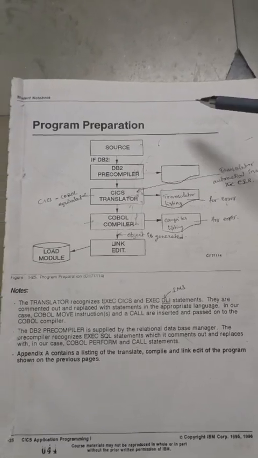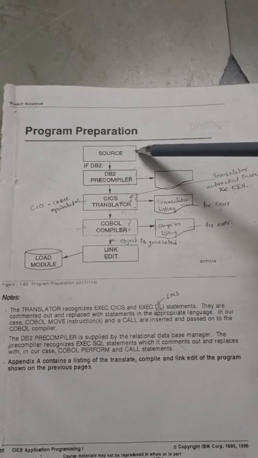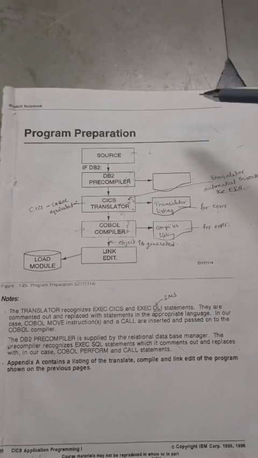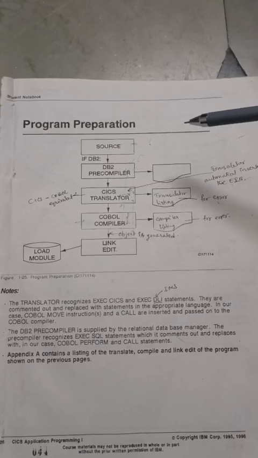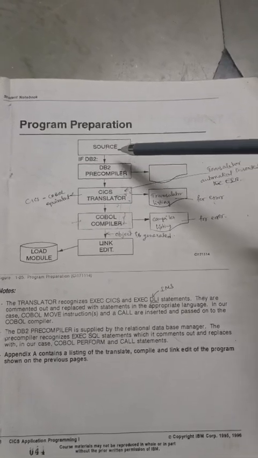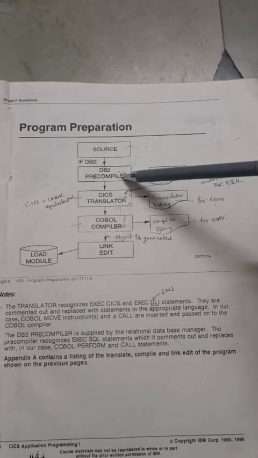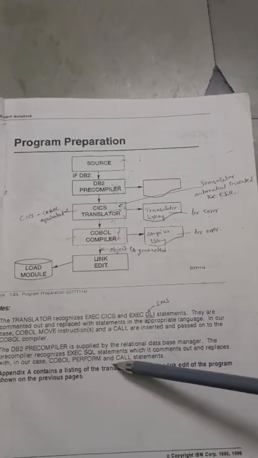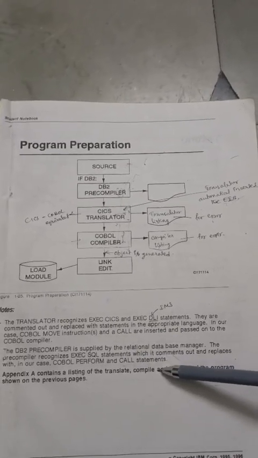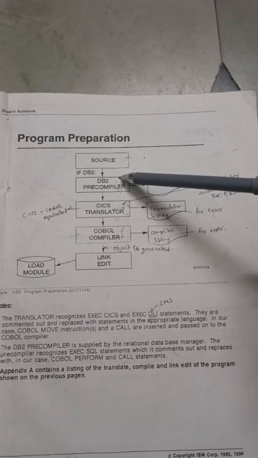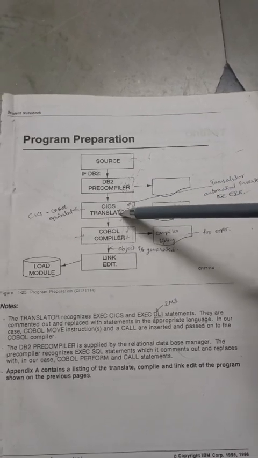And let's start with program preparation. This is pseudocode. My source program has DB2 syntax, CICS and COBOL statements. The pre-compiler executes in order and checks the syntax errors. If a DB2 statement is there, the DB2 pre-compiler will extract the EXEC SQL and replace it with a COBOL statement. Once the DB2 syntax execution is done, then it goes to the CICS translator.